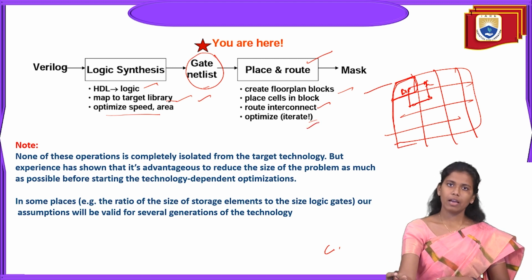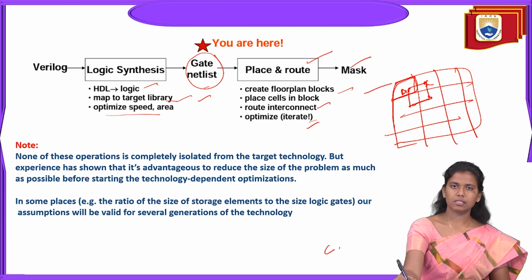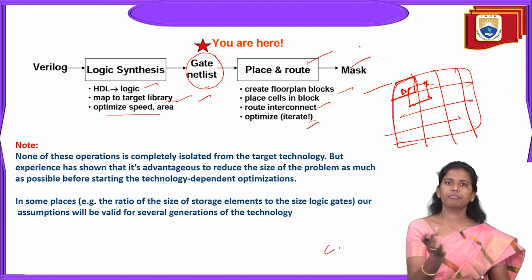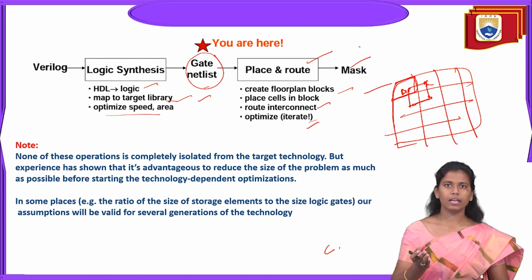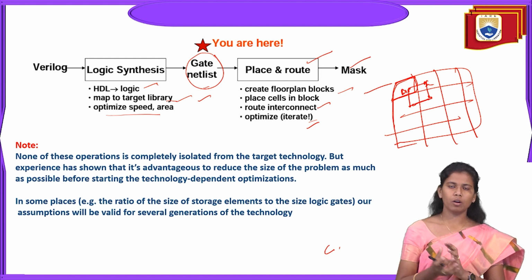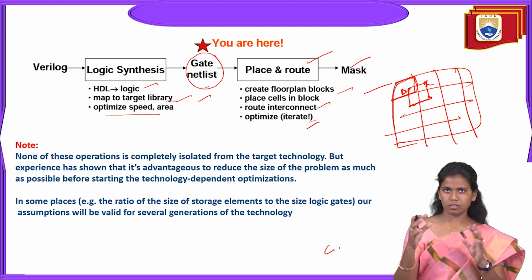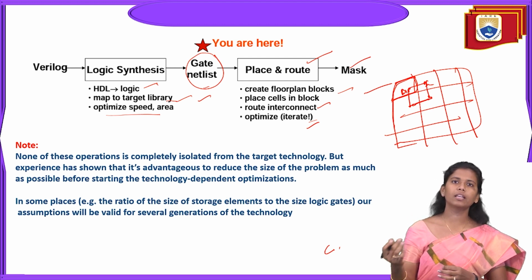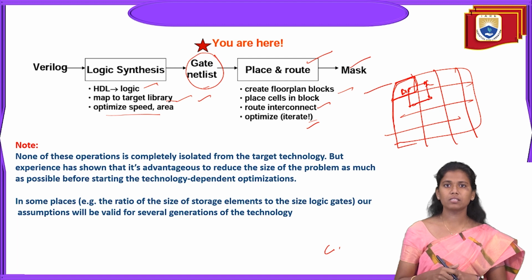And finally, after placing and routing, the mask. Mask is a layer. It will be formed into a particular mask and layer, and then the etching process will be done. After etching, the proper shape comes into existence, and then finally testing and packing and everything will be done in the last steps.